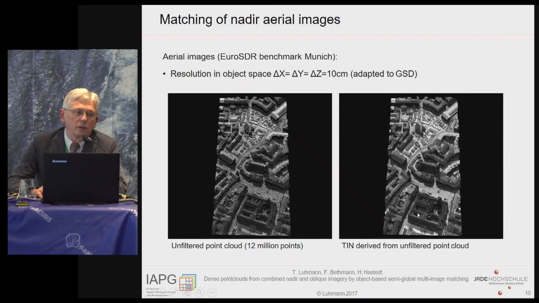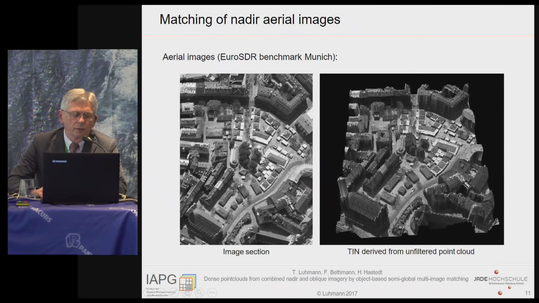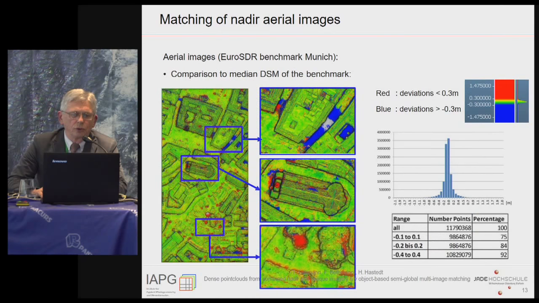This is the initial point cloud, and this is the derived surface model as TIN. This is an example of the same area of interest. No manual interference was made, so it's a purely automatic product.